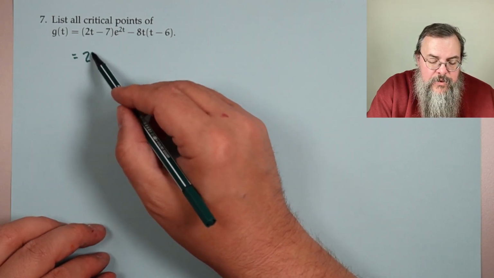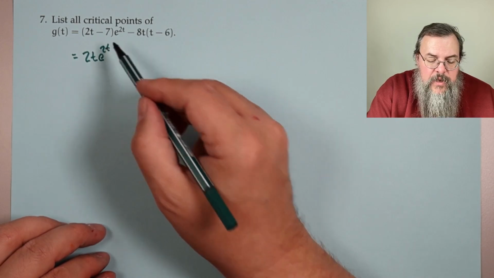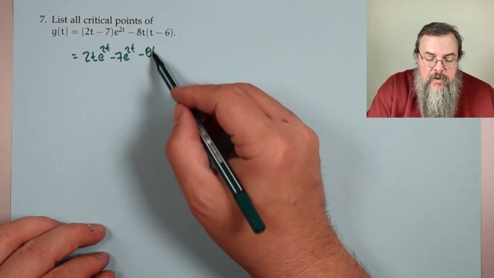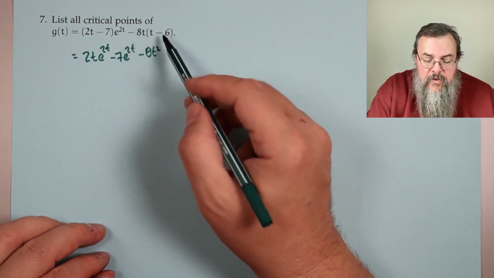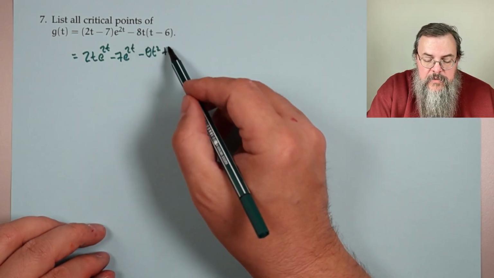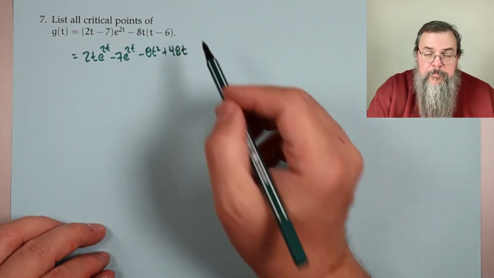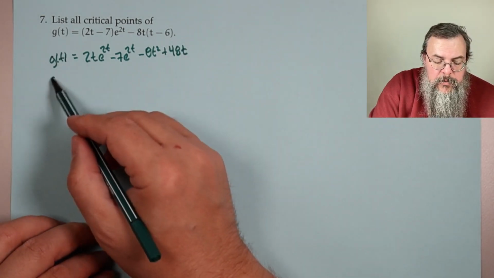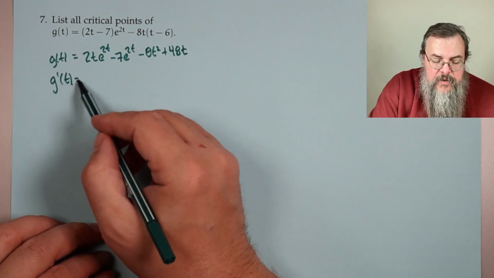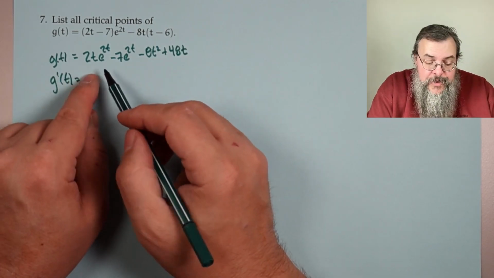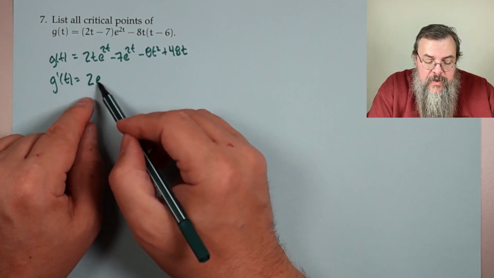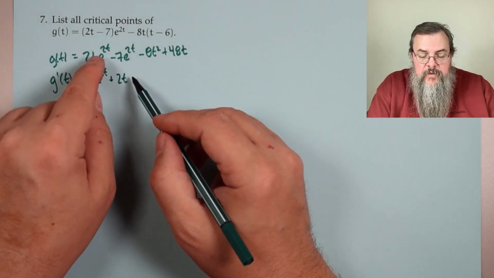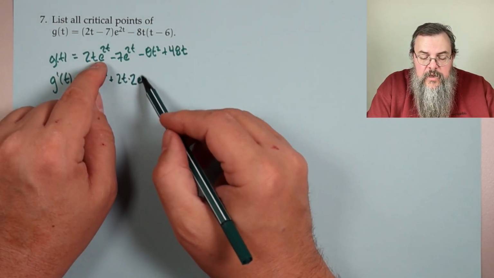So let's go ahead. 2t e to the 2t, subtract 7 e to the 2t, minus 8t squared, minus makes a plus, 8 times 6 is 48t. Okay, so that's g of t, just written in a little bit more convenient way. So take our derivative, product rule: the derivative of the first, 2, times the second, plus the first, 2t, times the derivative of the second. The derivative of e to the 2t is 2e to the 2t, chain rule.